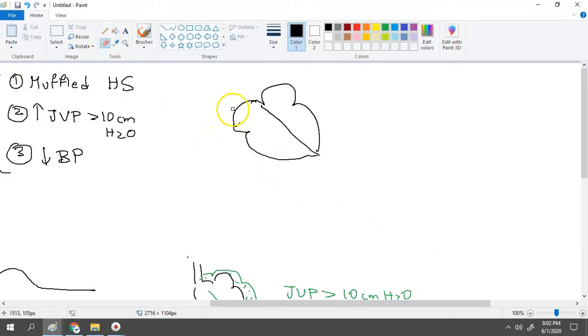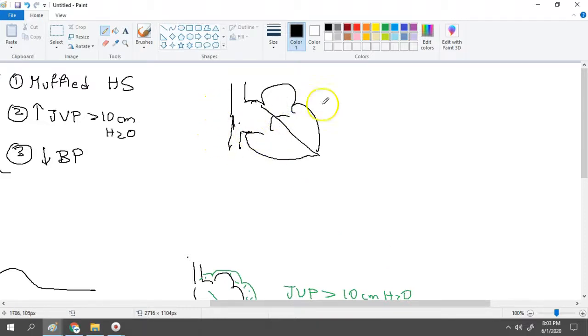So, what is this phenomenon? It happens during inspiration. So, a patient who is having cardiac tamponade and is breathing, during inspiration and expiration, there is always going to be some pressure changes.